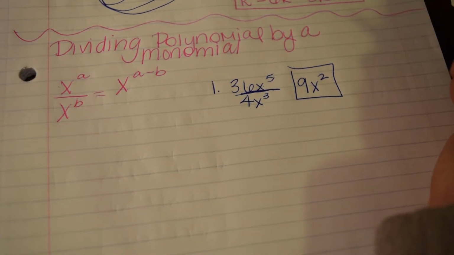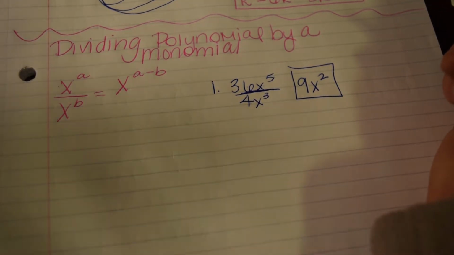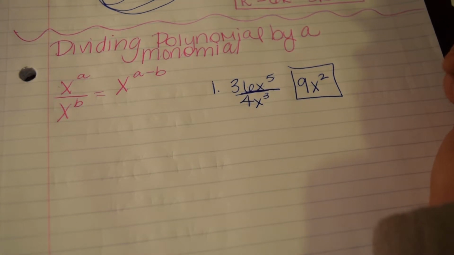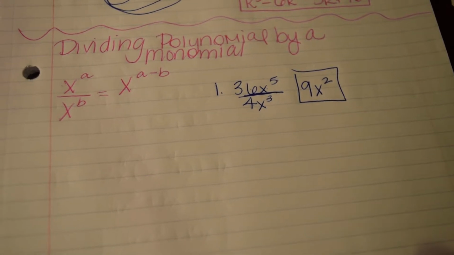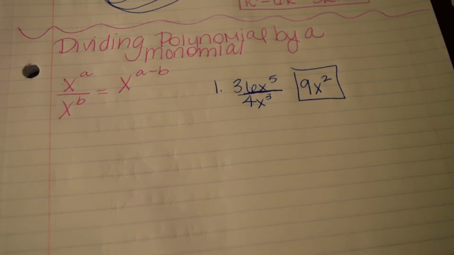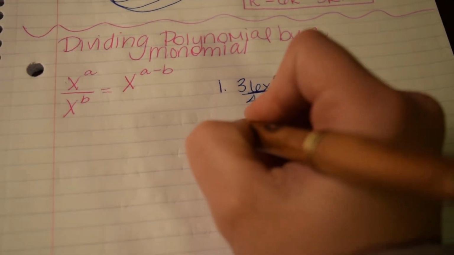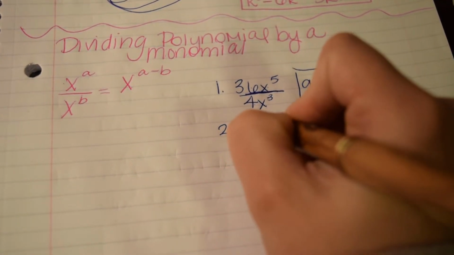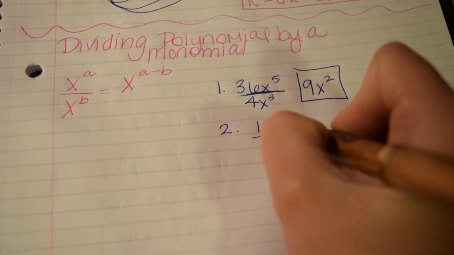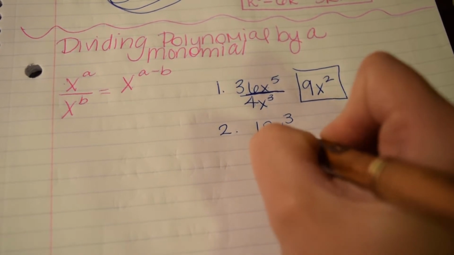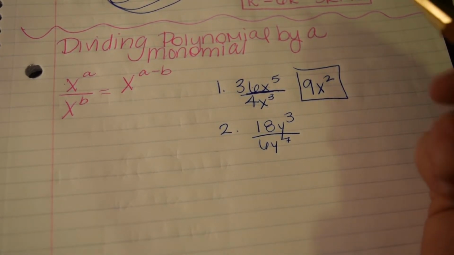So now we're just taking what we've learned and putting it towards this new stuff. So that's what's great about math, is that you're taking something that you know and you're applying it a little bit beyond your reach. So if you look at number 2, it says 18y cubed divided by 6y to the 7th power. Okay, same process.